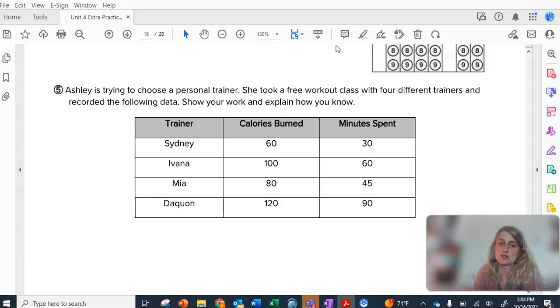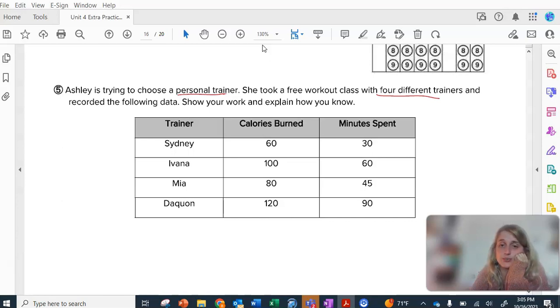Ashley's trying to choose a personal trainer. A personal trainer is somebody who helps you work out, and they're like, no, do more push-ups. They design what the lesson is that you're doing at the gym so that you don't just go and walk on the treadmill and then go home, which is kind of what I do. Okay, so Ashley's taking her gym seriously. She's getting a personal trainer. She took a free class with 4 different trainers, smart, testing out who she likes. And she's recorded this data.